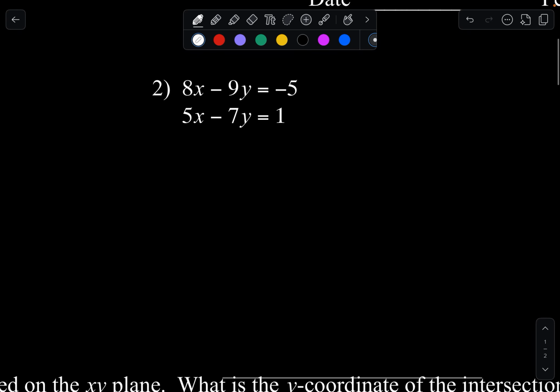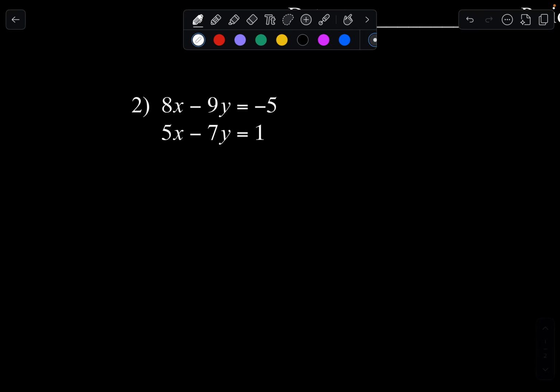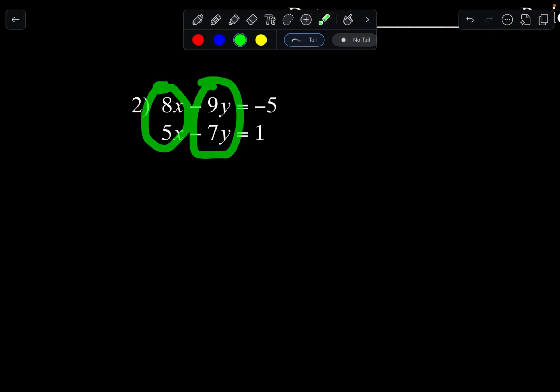All right, here's another system. This one's uglier. You have to decide which variable you want to kill. I'm looking at 9 and 7 right here. Kind of ugly. 8 and 5. Still ugly, but maybe easier. And I realize if I can turn the 8x into 40x and the 5x into maybe a negative 40x, then we can just add and kill them.